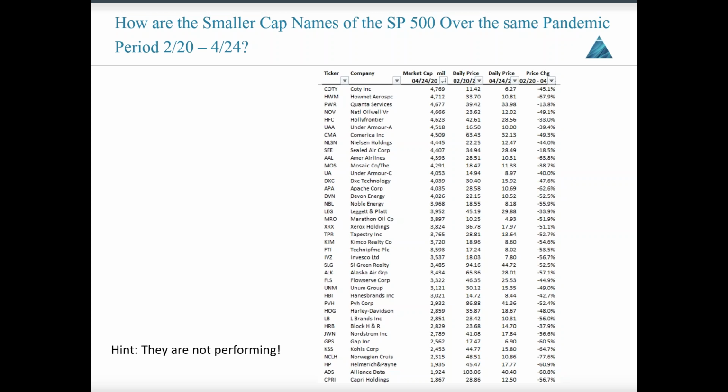I'm going to send you this spreadsheet. Literally, all I did was scroll all the way down to the bottom. Remember that I have a descending sort on market cap here, so I just literally grabbed all of the smallest market caps that would fit on the screen. I didn't make this up. Take a look at the price changes, okay? Negative 45%, 67%, 13, 49, 33. I mean, these are the small companies. It was literally sell now, ask questions later, and it's still that way. This is performance as of 4/24. Okay, they're not performing.